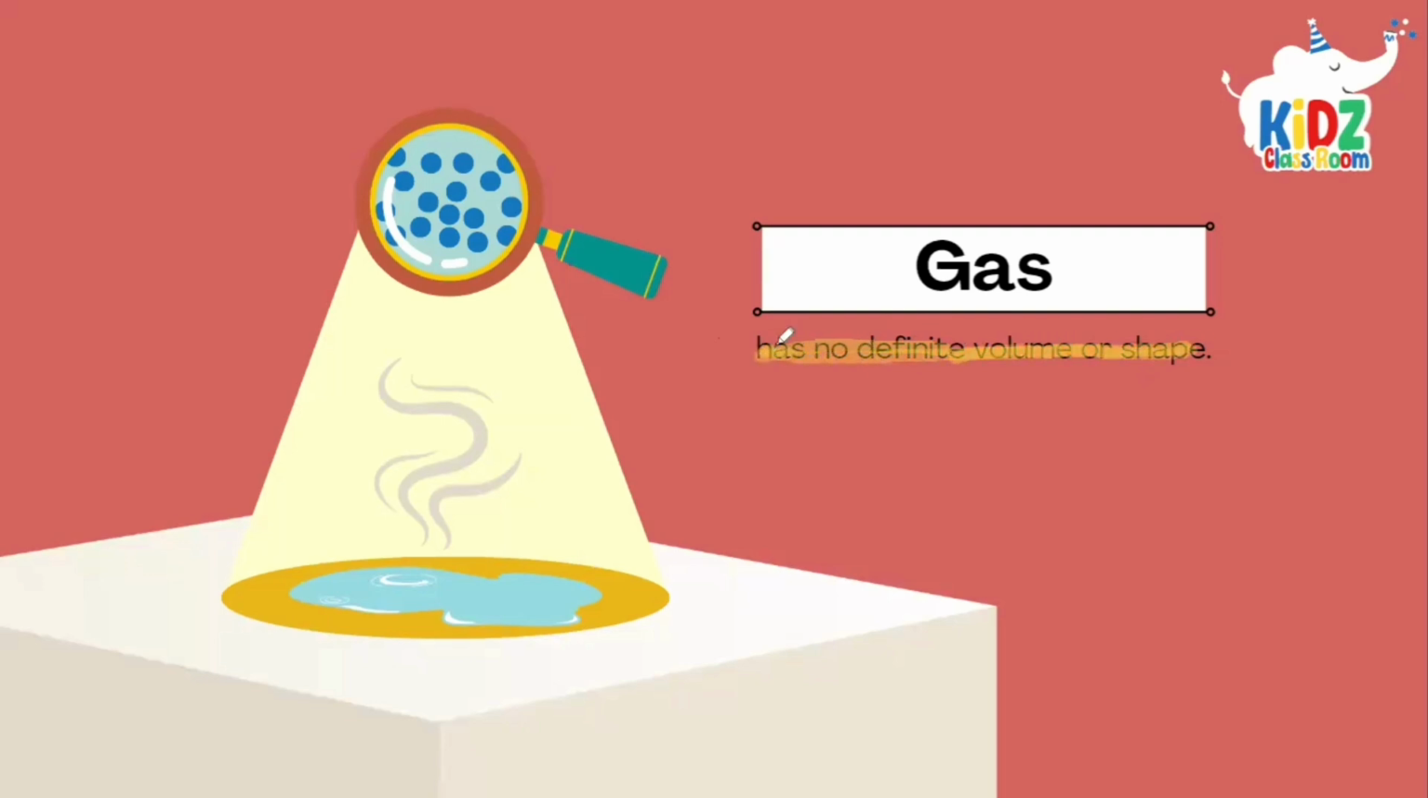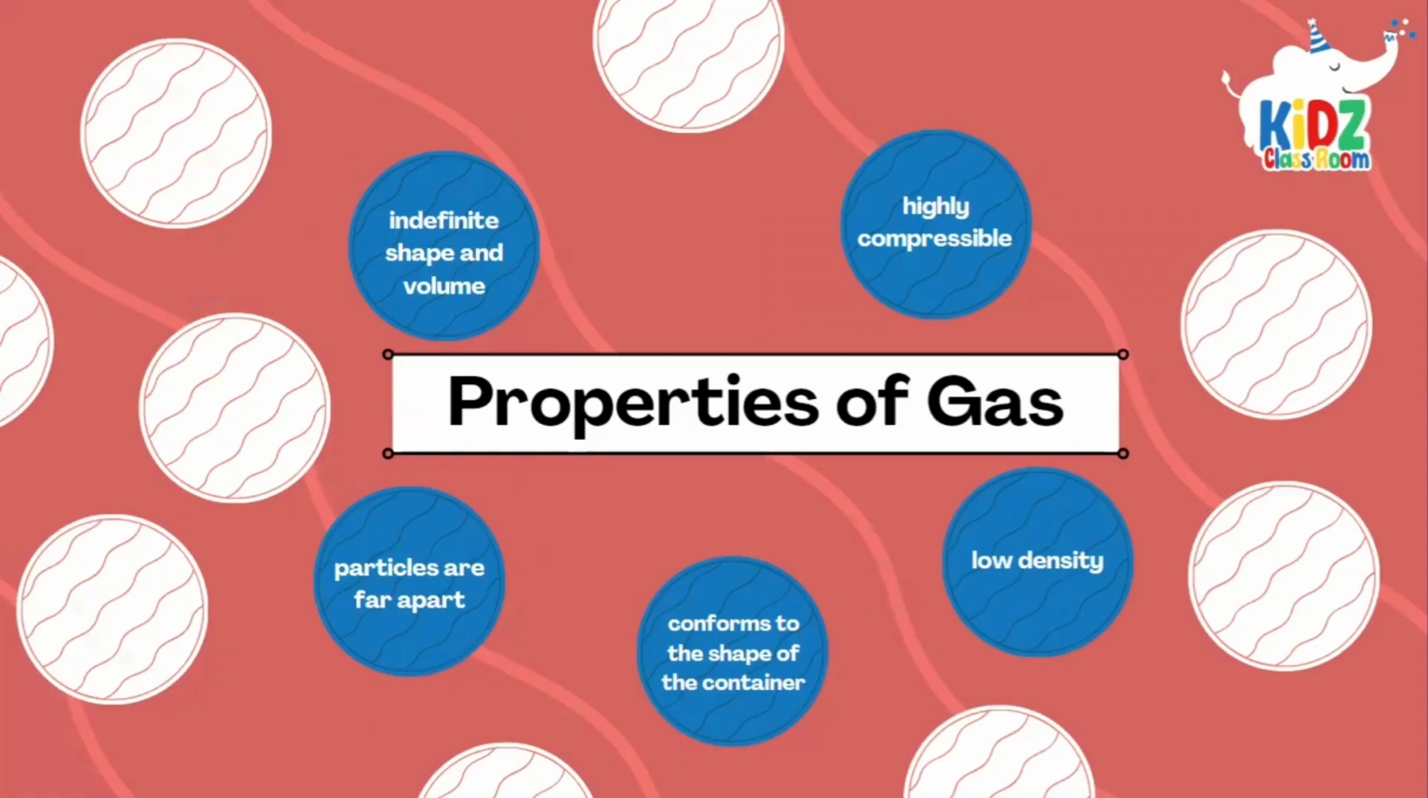Wow, gas has no definite volume and no definite shape. Okay, so now let's learn about some properties of gases. So here are some properties of gases. First one, what is the first one?